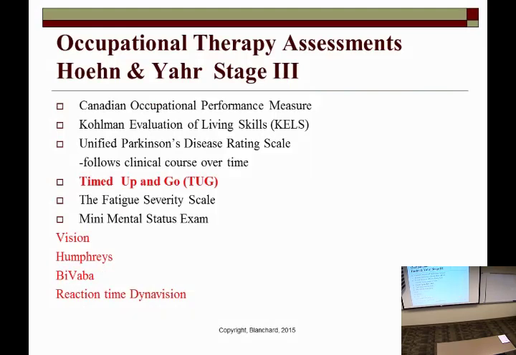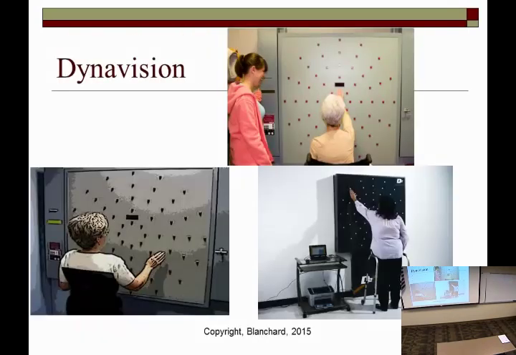Under stage 3, we're still going to look at the timed up and go. Now we're going to look at the Humphreys, the Vibava, and we're starting to look at reaction time. It's so important to look at their reaction time. In most OT clinics, and I'll say rehab clinics, Emmanuel and Madonna in particular, have the Dynavision. And so we can use that eye-hand coordination to see how fast they're responding to light. That might give us an indication of how fast they're responding to items in their environment as well. We can have them do it from a seated position, from a standing position, from a side position, and we can get all the vision fields in there.